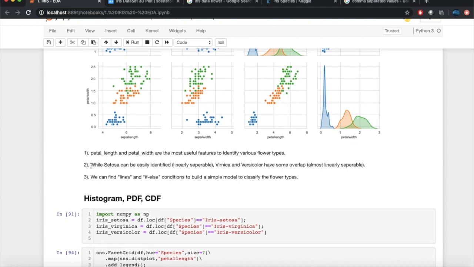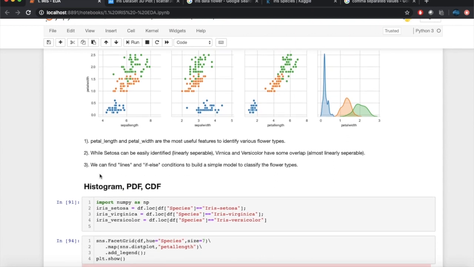Next is, while setosa can be easily identified, linearly separable, virginica and versicolor have some overlap as I have shown you. Third, we can find lines and build them, and use the if else condition to build a simple model to classify our flower types. So we can use here our simple if else condition and classify different types of flowers.